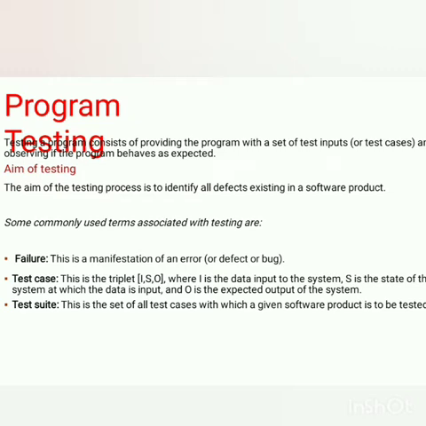Some commonly used terms associated with testing are these. Failure is the manifestation of an error, a defect, or a bug. Test case is a triplet [I, S, O], where I is the data input to the system, S is the state of the system at which the data is input, and O is the expected output of the system. Test suite is the set of all test cases with which a given software product is to be tested.